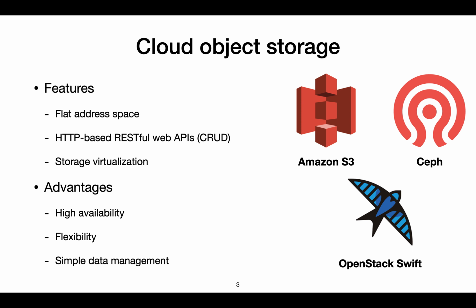Due to the explosive growth of data, cloud object storage becomes more and more popular due to its high availability, flexibility, and simple data management. Specifically, the flat address space of object storage avoids the complicated directory overhead in the file system. Besides, the RESTful API based on HTTP protocol simplifies the interaction between users and the storage. In addition, storage virtualization technology improves resource utilization. Therefore, more and more tenants choose to deploy their applications on the object storage cloud.